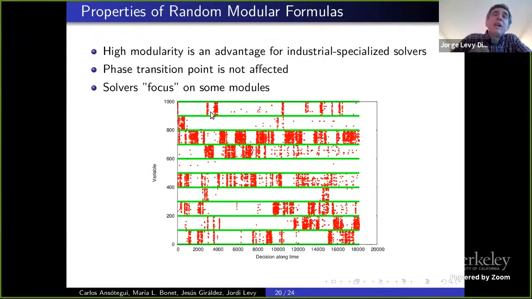And if we generate a formula with only 10 modules, where the variables between 900 and 1000 belong to the same module, and we observe the decisions made by the solver along the execution, we observe that the solver tries to make decisions on only variables of a few of the modules of the formula. So the solver tries to concentrate the decisions on the variables that belong to one or just a few of the modules of the formula.